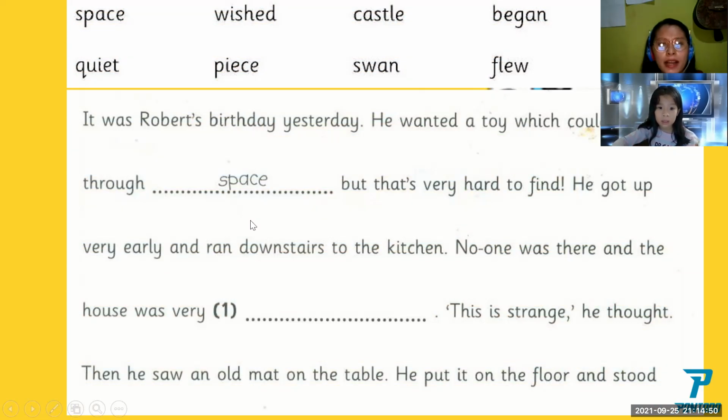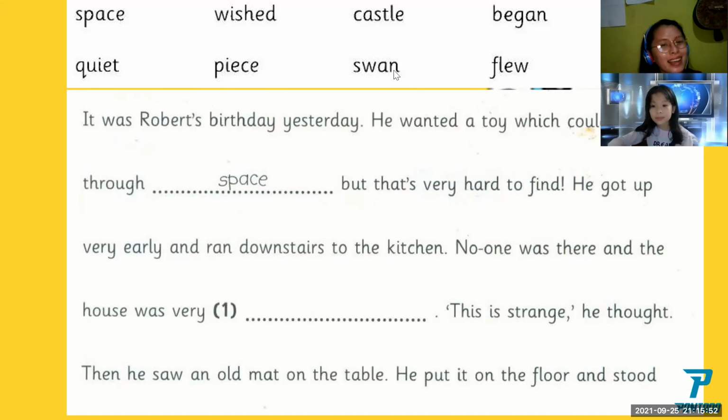So let's study some words here. We can't annotate. There are words inside the box. Can you see those words there? Yes. So there is space. Can you try to read that? Space. Quiet. Next, wish. Next is, what's this? Peace. Okay, that is peace.